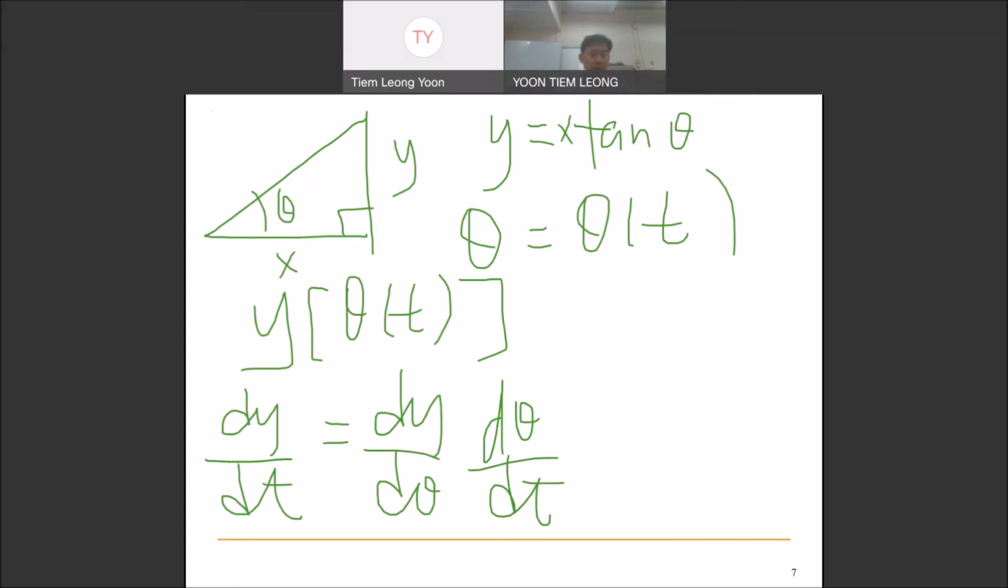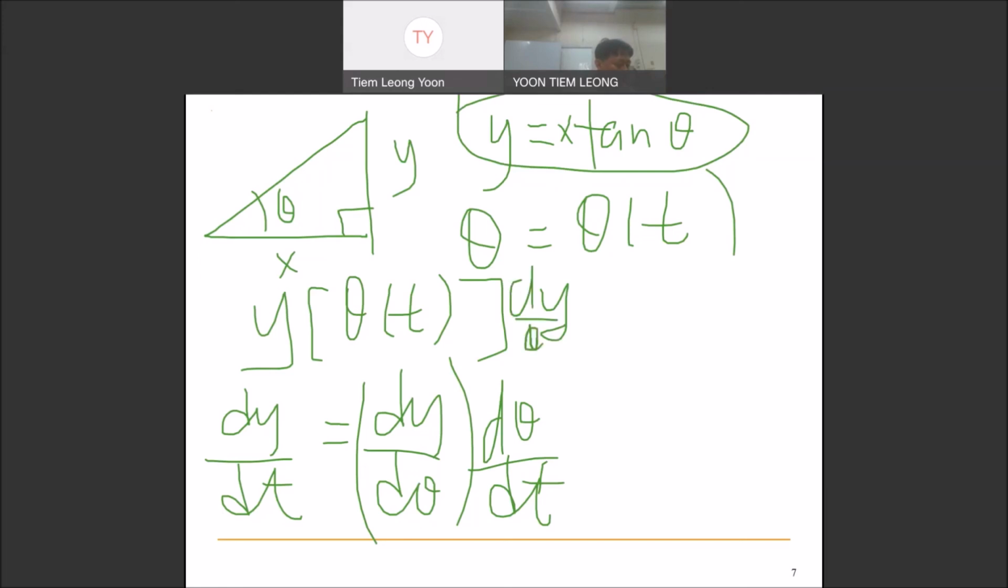So d theta/dt is the rate of change of angle with respect to time. dy/dt is the rate of change of height. Then dy/d theta is just the derivative of y with respect to theta, which basically relates the geometry of height and angle. So easily, dy/d theta, let me write it with a different color. dy/d theta is just equal to x secant squared theta, right? So the derivative of tangent x is secant squared x.